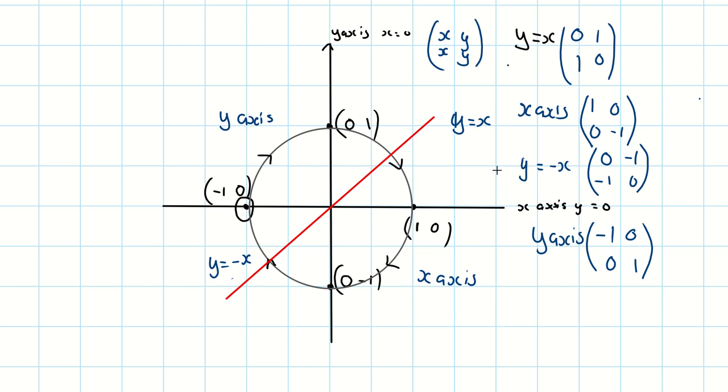Then, if you want the matrix that you have to multiply to represent a certain reflection, we have the x values and then your y values. So for y equals x, it's 0, 1, 1, 0. Then on your x-axis, 1, 0, 0, -1. This one, which is opposite y equals x, is y equals -x: 0, -1, -1, 0. And then for your y-axis, -1, 0, 0, 1. And that is how you would know.